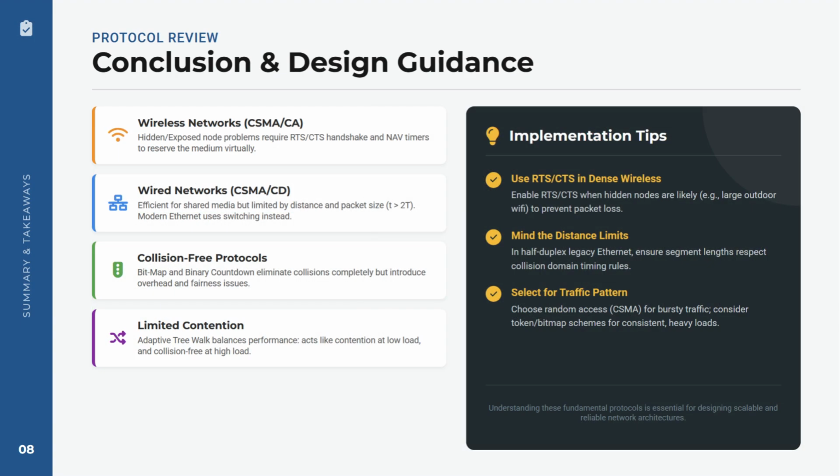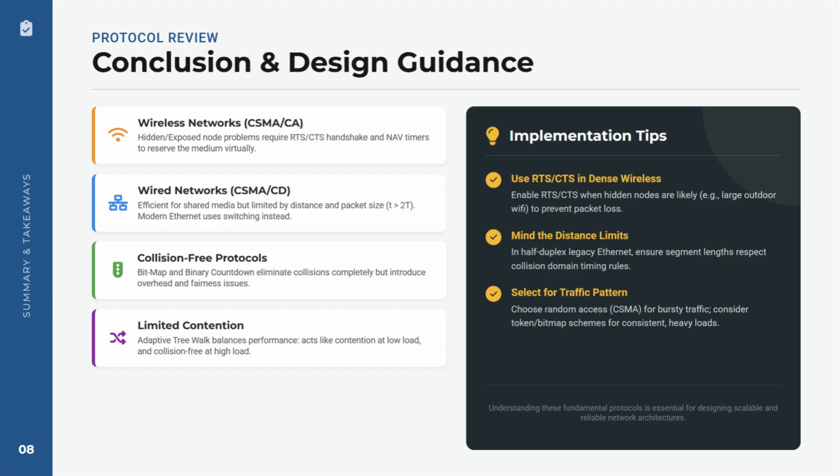In conclusion, efficient channel access is one of the most important challenges in computer networking, especially when multiple devices share the same communication medium. In this presentation, we explored how wireless networks face unique challenges such as the hidden node problem and the exposed node problem, which can lead to collisions or inefficient use of the communication channel. To address these challenges, protocols like CSMA/CA use techniques such as the RTS/CTS handshake mechanism to reduce the probability of collisions and improve communication reliability in wireless networks.